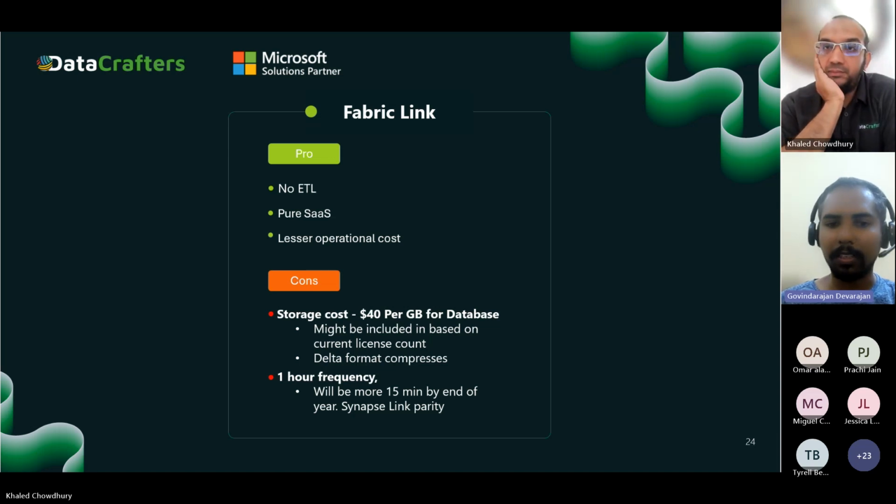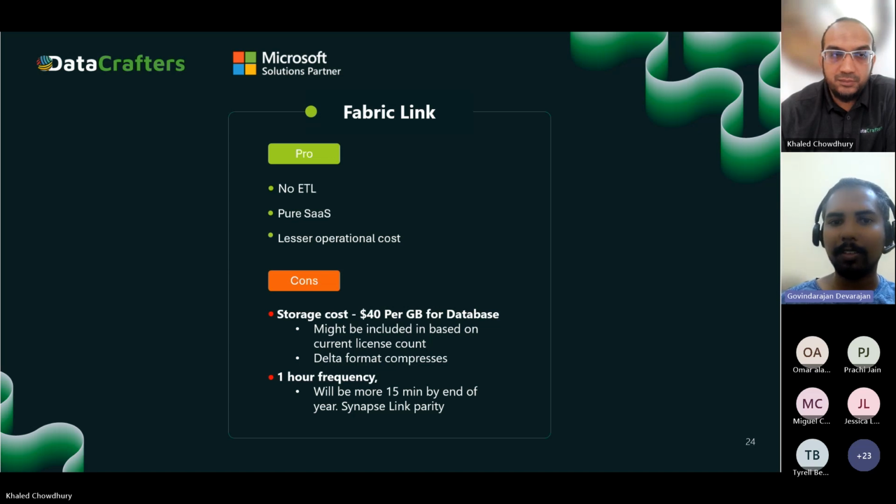Even though there is a $40 per GB cost, it shouldn't be a major factor in not working with Fabric Link, because it is included in the license cost. Based on the number of licenses that you have in your organization, it might already be included. And with Parquet compression, you are going to get a very high compression rate compared to CSV. Whatever cost you are incurring through Spark, you will be offsetting using Fabric Link.